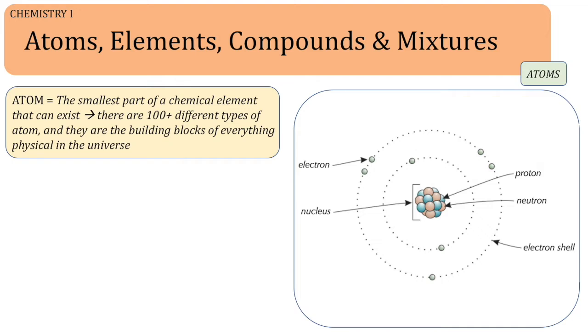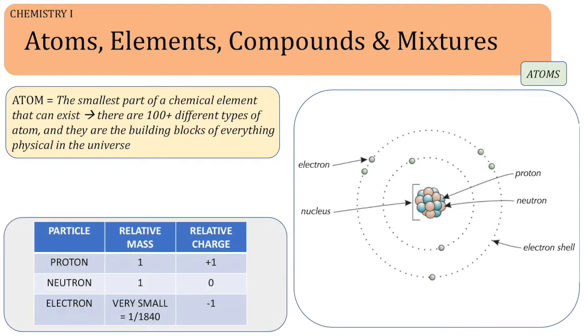However, we know now that atoms are in fact made of even smaller units, and we call these subatomic particles. There are three we need to know about: protons, neutrons, and electrons. These subatomic particles are what make up all the atoms in the universe. Protons and neutrons are found in the nucleus, and can sometimes be called nucleons, and electrons are found in electron shells, sometimes referred to as energy levels.